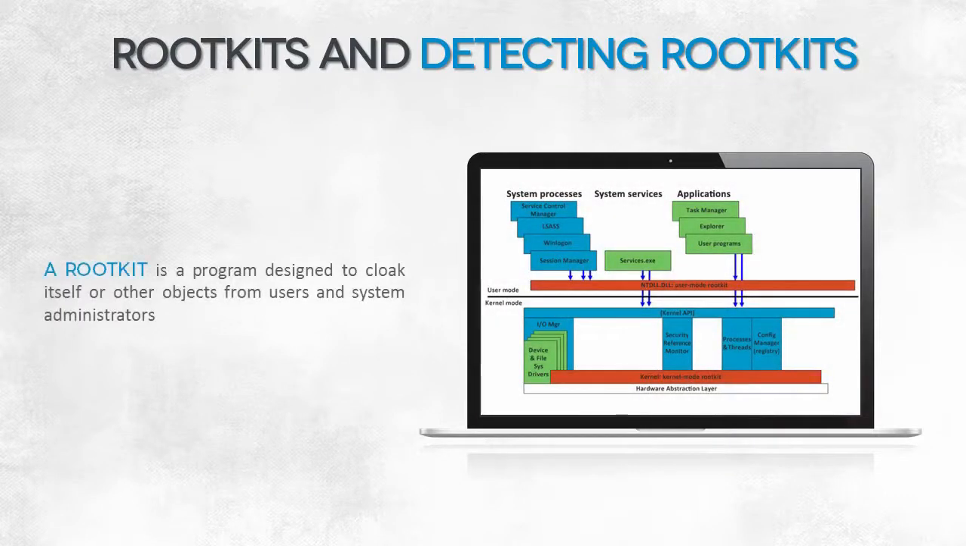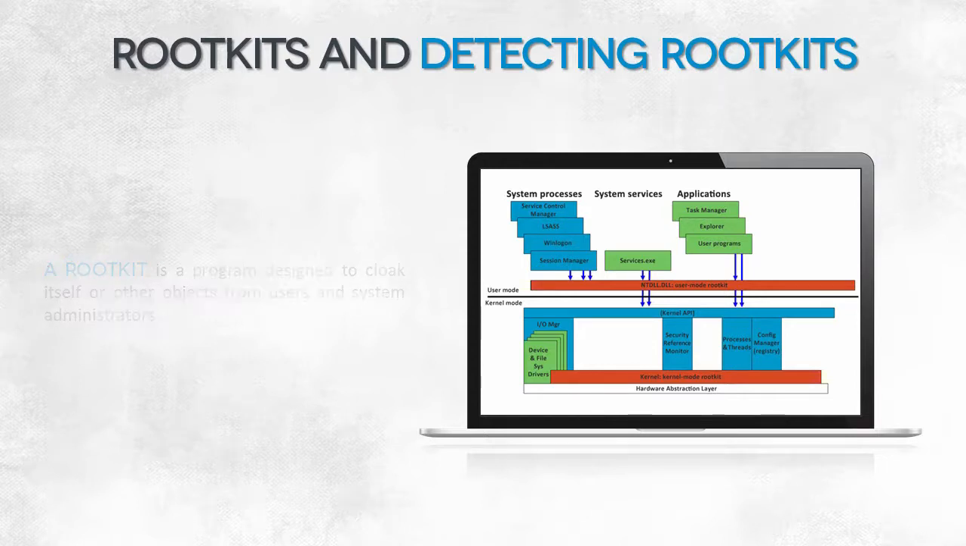The last exercise in the module and the last class of malware are rootkits. The discussion will cover the definition of rootkits and methods for detecting them. A rootkit is not necessarily a malicious or harmful program. It's used to hide the existence of some process from users and administrators.